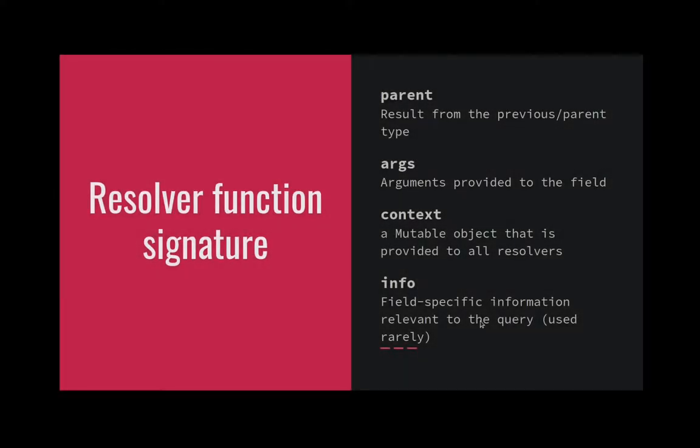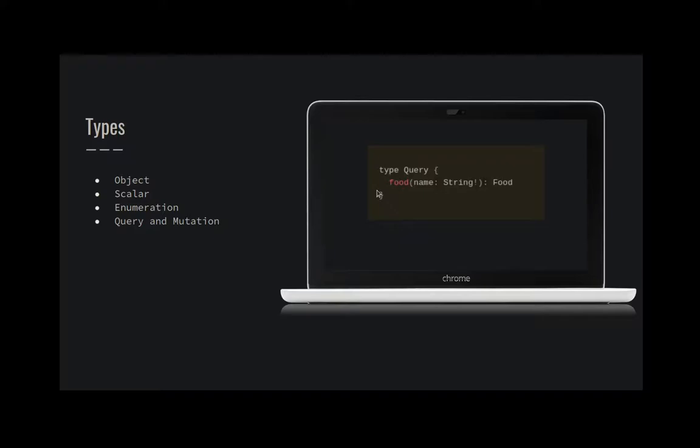Now let's move on to our next topic, resolvers. I will discuss the resolver's function signature. A resolver accepts 4 optional parameters, namely parent, args, context, and info. Now parent is the result from the previous or parent type. Args or arguments is the arguments provided to the field. Like for our example earlier, we have a query food and args is the name, which is a type of string.